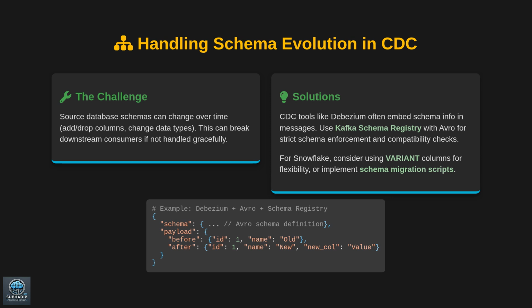Schema evolution is a critical challenge in CDC. Source database schemas can change, with columns being added, dropped, or data types modified. If not handled gracefully, these changes can break downstream consumers.